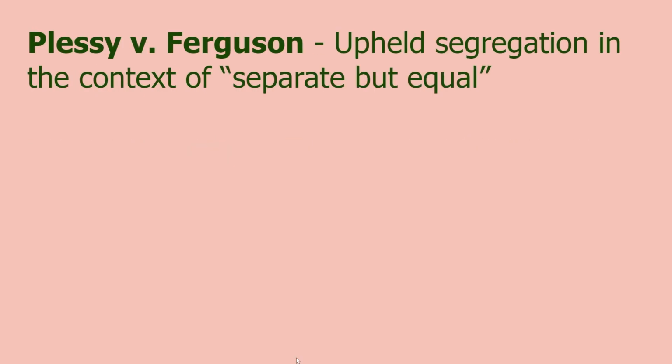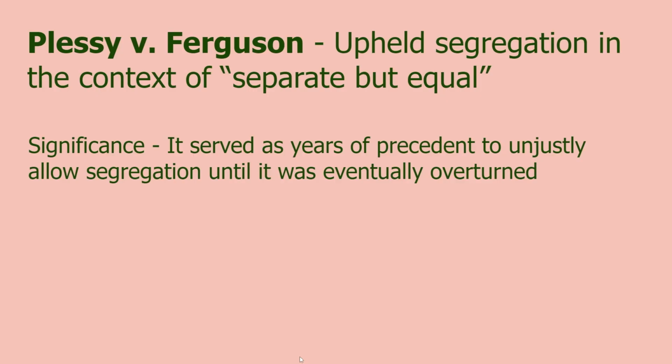Plessy v. Ferguson upheld segregation in the context of separate but equal. It served as years of precedent to unjustly allow segregation until it was eventually overturned. Plessy v. Ferguson is also what allowed the years of segregation and the Jim Crow laws to stay in place.